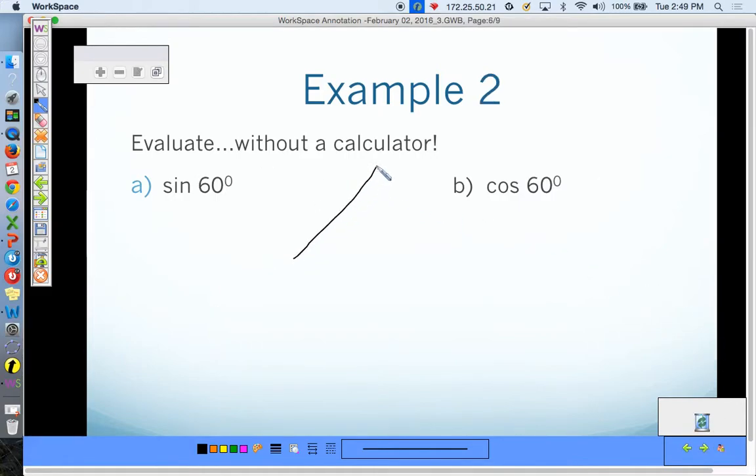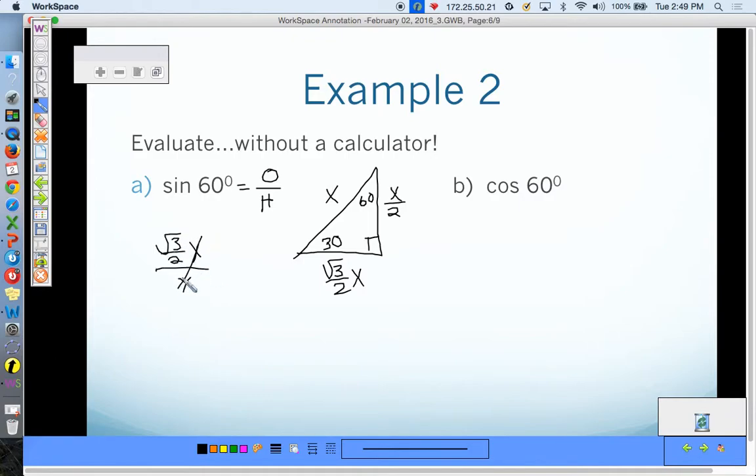So now we're going to look at 60s. So we have our same triangle here, 30, 60. So it was x. Opposite 30 is half of x. Square root of 3 over 2 times x. So sine, opposite over hypotenuse. Square root of 3 over 2, x over x. Well, that just leaves us with the square root of 3 over 2.